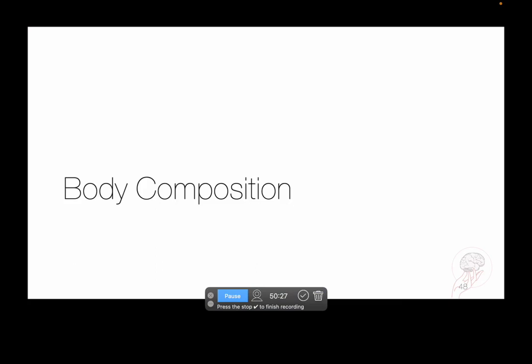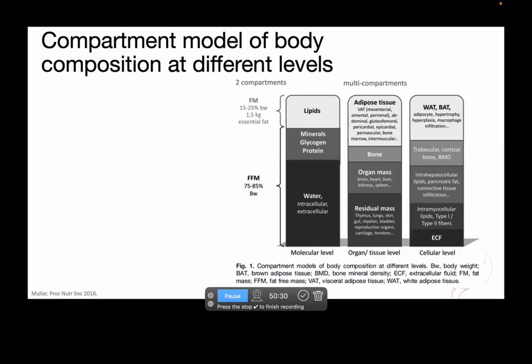Let's look into our body composition metrics. So we can look at the body in different levels. You've probably heard that you're a walking bag of water. Well, kind of. You're a walking bag of water that also has some lipids floating in it, and it also has some minerals, glycogen, protein, and a bunch of bacteria floating in it.